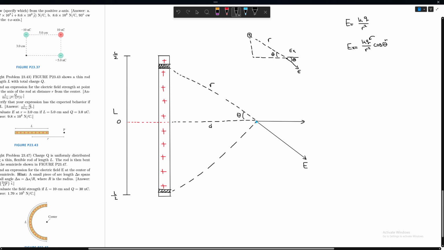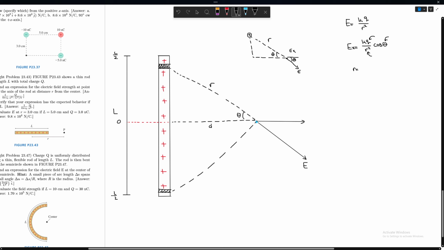We have some angle theta, and we have some component R, some distance R. Now, when I'm looking at this, as I go down and I calculate and add up all the different electric forces at each point, my R will change. The R here is different than this R. It's actually shorter. And so R changes. So let's keep that in mind.